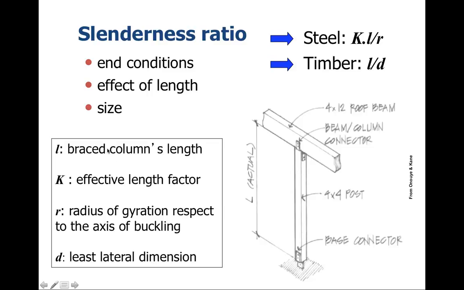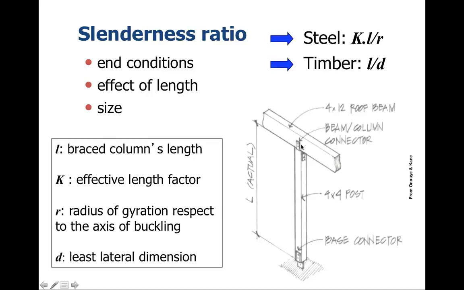So we have L, the unbraced column length. We have K, which is the effective length factor. R is another point that comes into it, R being the radius of gyration with respect to the axis of buckling, and D is equal to the least lateral dimension.